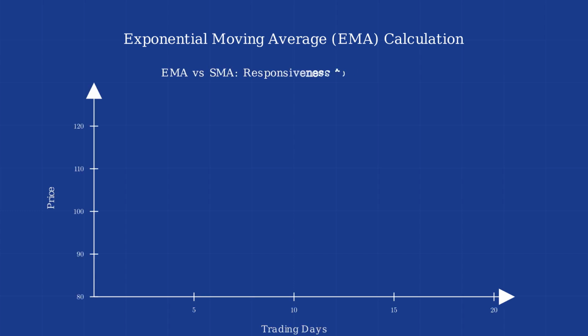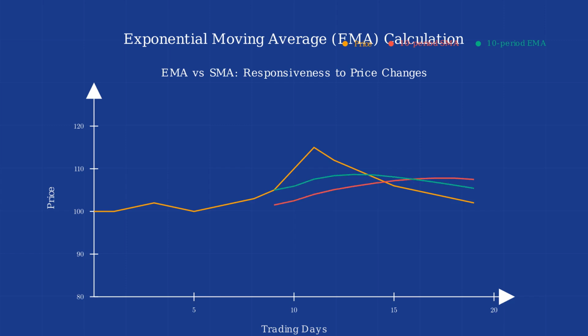Let's see how the EMA responds to price changes compared to the SMA. Here we have a price chart with a sudden increase, followed by a gradual decline. Notice how the EMA reacts more quickly to the price change than the SMA. This makes the EMA react more quickly to price changes than the SMA, which can be advantageous in fast-moving markets.